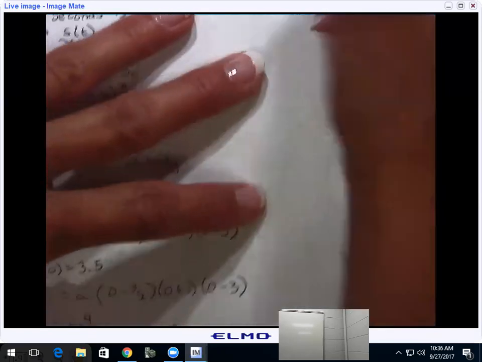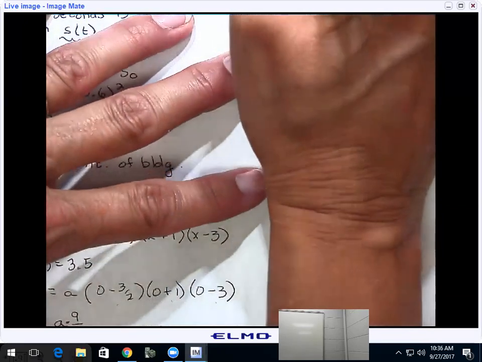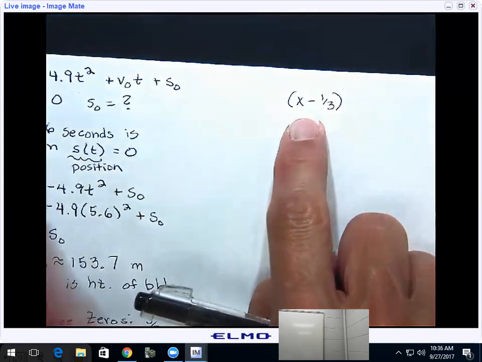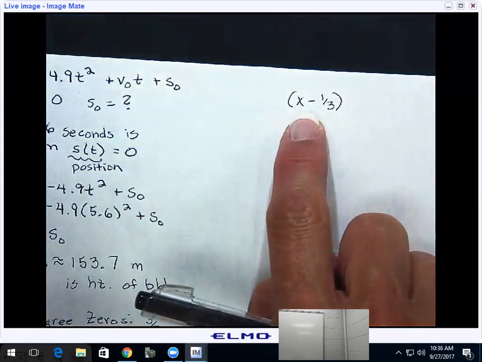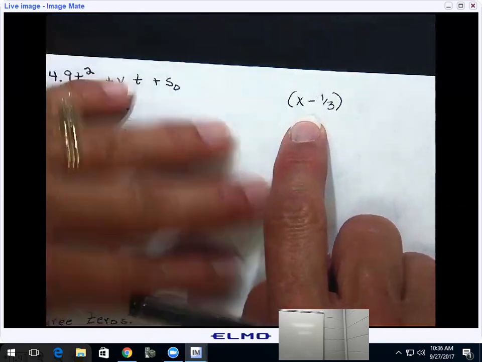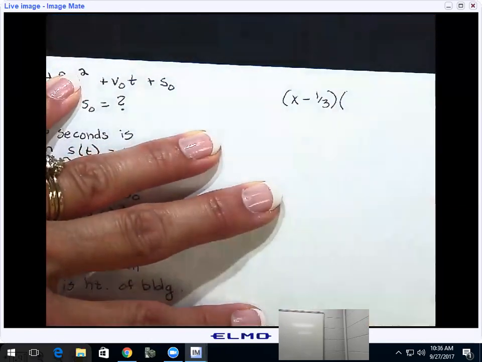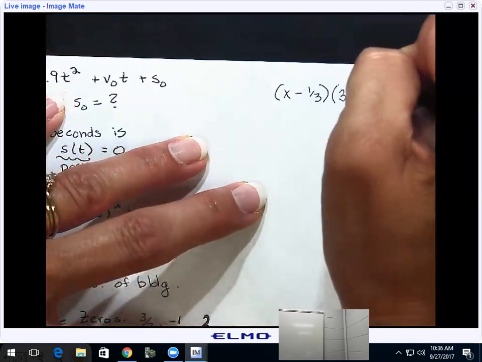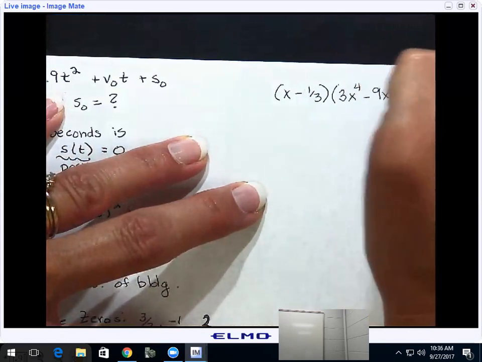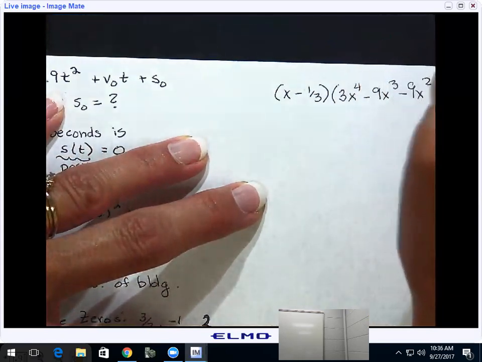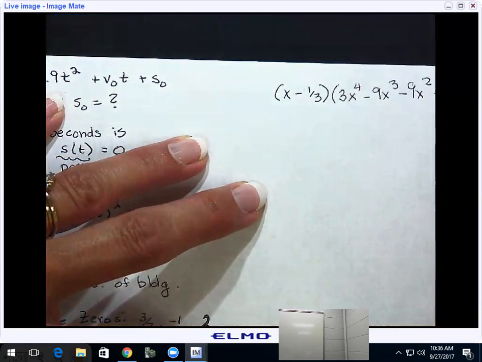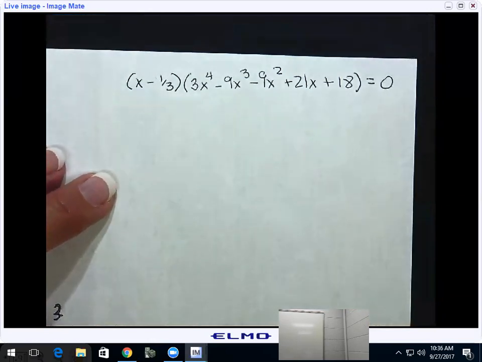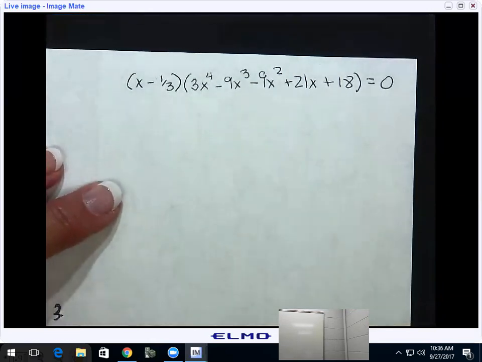So that equation now factors into, don't forget when you say 1/3 is a solution, don't forget to write x minus 1/3 as one of your factors. You don't want to lose that. And then the other factor from my bottom row of synthetic division would be 3x to the 4th minus 9x cubed minus 9x squared plus 21x plus 18. Don't lose the fact that it's an equation. It equals 0 also.